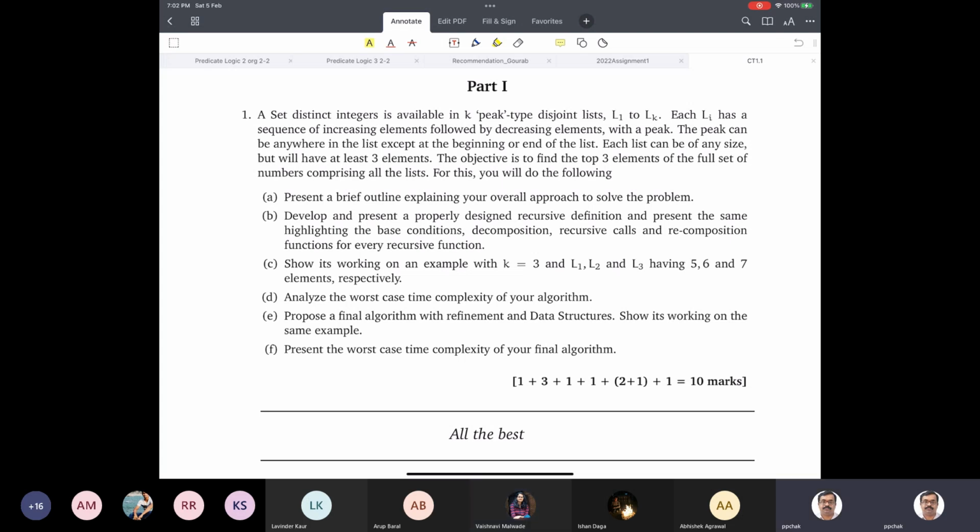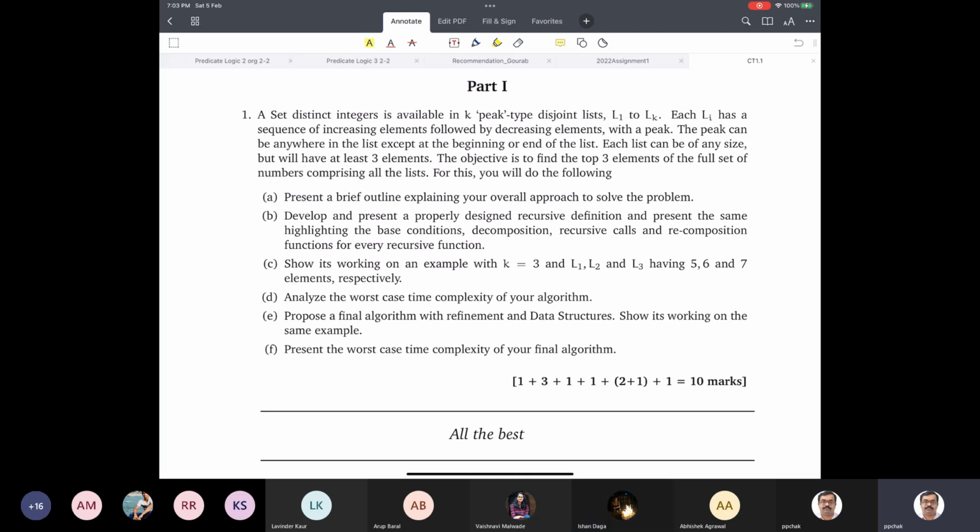But what did your friend just suggest? Can anybody tell what was the solution to find the peak of each list? Binary search. You use binary search to find the peak of each list. Vaishnavi, is it clear? How will you use binary search? Can anybody repeat how to use binary search to find the peak of each list?